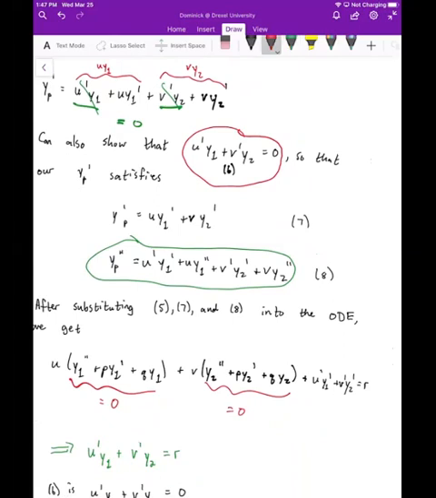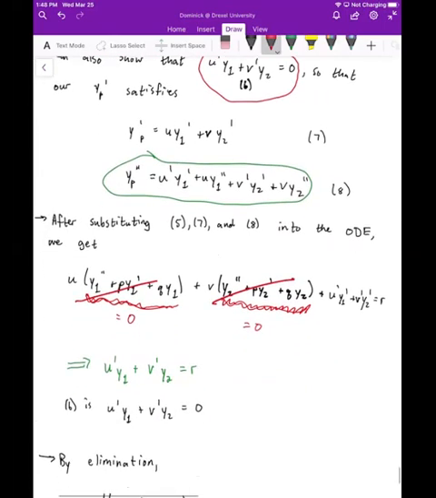Now, again, the nice thing here is that since y1 is the solution of the homogeneous ODE, we know that that's equal to 0. y2 is also a solution of the homogeneous ODE, so that's equal to 0. So these two things drop out, and we're now left with u prime y1 prime plus v prime y2 prime is equal to r. Now, we also said earlier, equation 6, that u prime y1 plus v prime y2 is equal to 0.